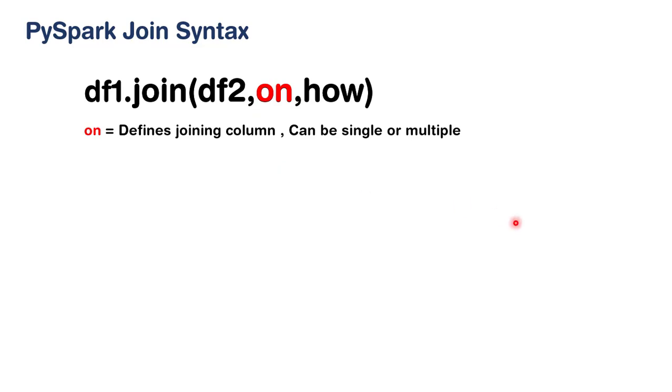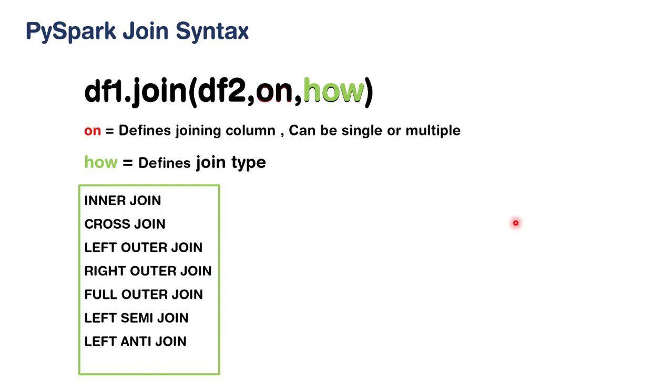So on defines the joining column, which can be single or multiple. Because if you're joining two data frames, you have to give some column on which it has to be joined. Either you can give a single column or you can give multiple columns. We'll see examples for this. You need to provide how. This defines the join type, like what type of join you want to do between these two data frames. These are all the join types that we'll be seeing today, and these are all available in PySpark. Let's see some examples for it.